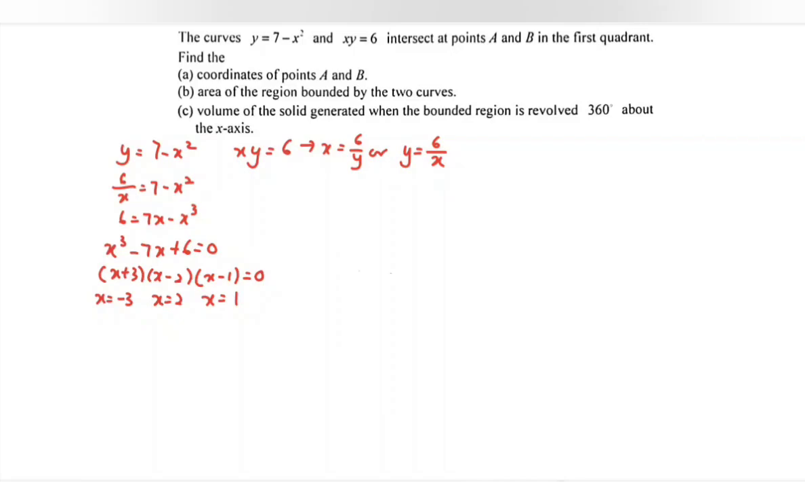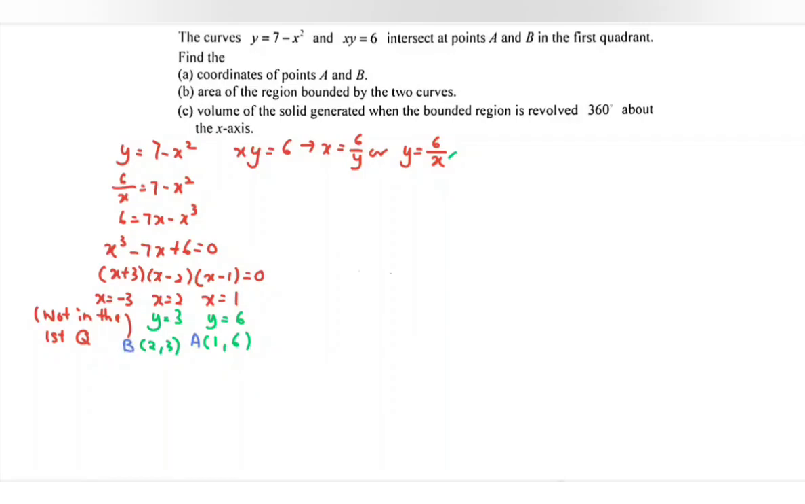They said the two curves intersect at points A and B in the first quadrant. So based on the result given, x equals negative 3 is not in the first quadrant, so here we will write not in the first quadrant. Next is to determine y. When x equals 2, we have y equals 3. When x equals 1, then we will have y equals 6. So the coordinates will be (2, 3) and (1, 6). So first will be A, (1, 6), followed by B, which is (2, 3).